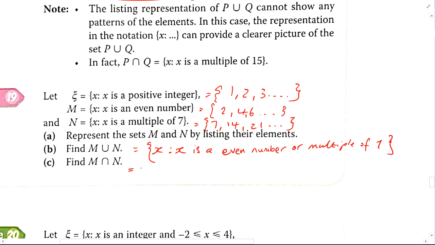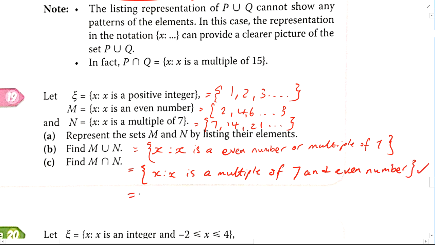Okay, next, M intersect N: X, where X is a multiple of 14. Because a multiple of 2 and a multiple of 7 must be a multiple of 14. If you wrote it this way, X is a multiple of 2 or 7. Actually, X is an even number, and even number, right? So like this, it will be correct.